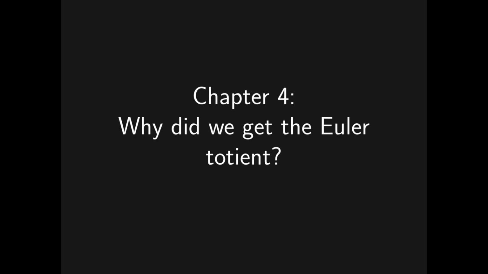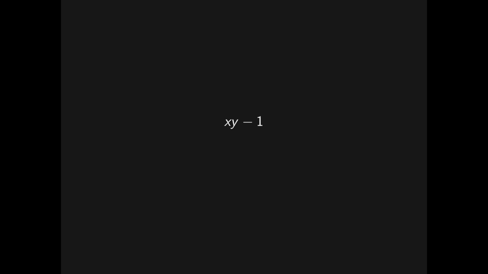So why did we get the Euler totient function? What does it have to do with point counting? Well, let's look closer at what we counted. We counted the zeros of x times y minus 1. Well, this is the same as solutions to x times y equals 1.